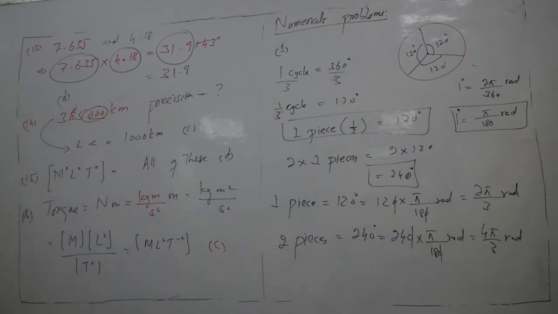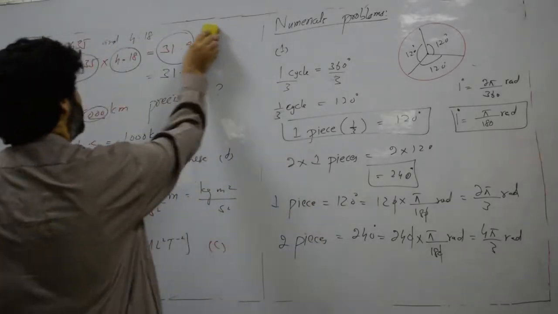Now come towards MCQ numerical number 2. The length of the pendulum is 1.5 plus minus 0.01 meter, and the acceleration due to gravity is taken as 9.8 plus minus 0.1 meter per second square. Calculate the time period of the pendulum with uncertainty in it. Okay, so we have to calculate the time period with uncertainty.